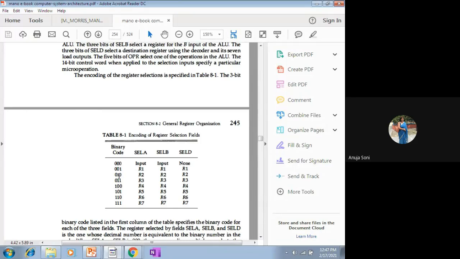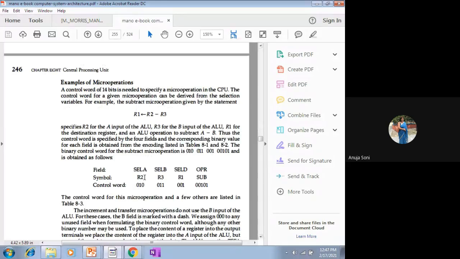0 1 0 है. R3 कब सिलेक्ट होता है? जब इसकी वैल्यू 0 1 1 है, राइट. सो जो इसके इंडेक्स है वही इसकी बाइनरी वैल्यू होगी. डू रिमेंबर दिस थिंग. R2 है तो 0 1 0 2 होगा. R3 है तो 3 होगा, 0 1 1. सिलेक्ट बी की R2 माइनस R3 होना है और देन रिजल्ट हैज टू ट्रांसफर टू R1. तो सिलेक्ट डी में R1 क्या होगा? 0 0 1 होगा.